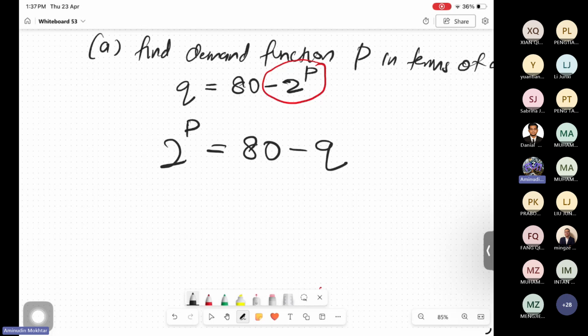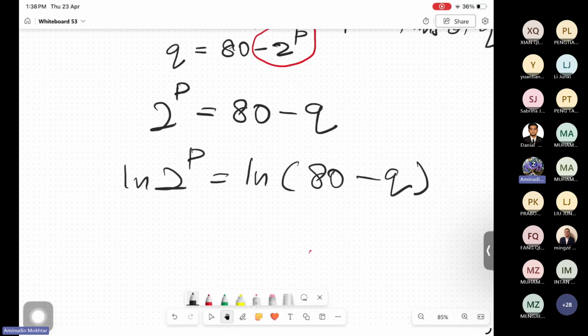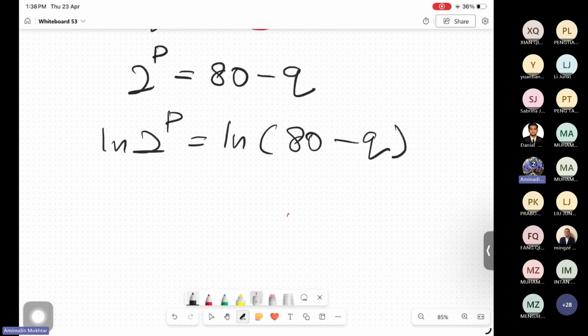In order to find P, we can take the log of the whole equation. Let's say I choose log base e. ln of 2 to the power of P equals ln of 18 minus Q. Again, based on the properties of log, the power comes down, so this equals P ln 2.